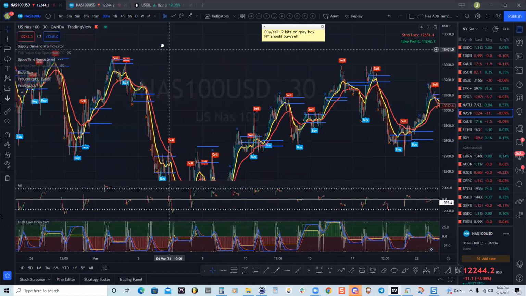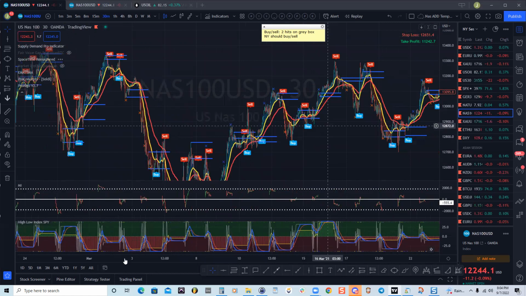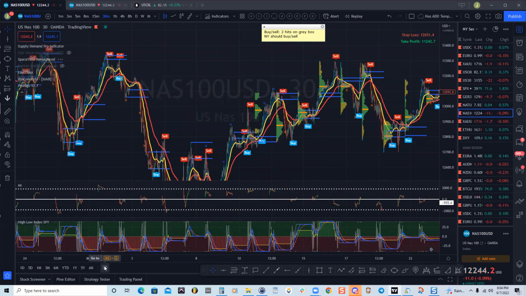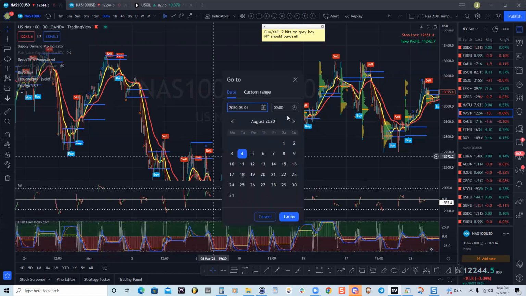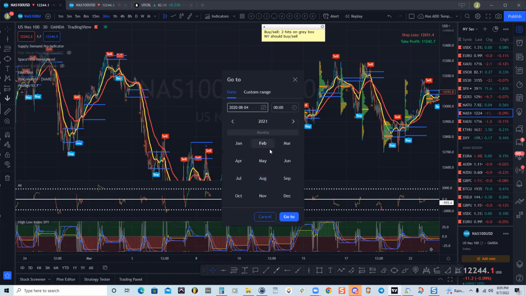It should be far enough. At 2021, it might be too far back. It doesn't seem to be loading. Let's go to here. 2021. This might not come up. Okay.